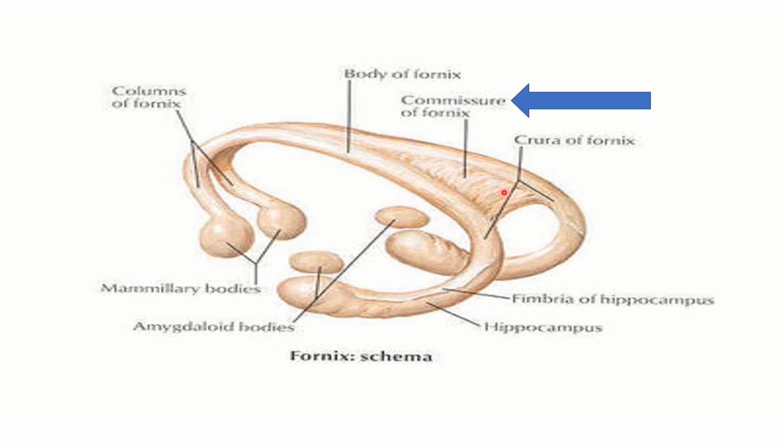So this is the hippocampal commissure or the commissure of the fornix. These are the two crura of the fornix. This is the body of the fornix. These are the columns of the fornix. So this actually forms part of the Papez circuit, the limbic system.